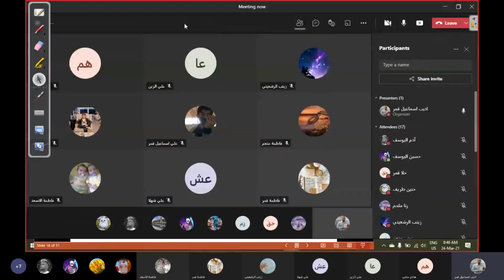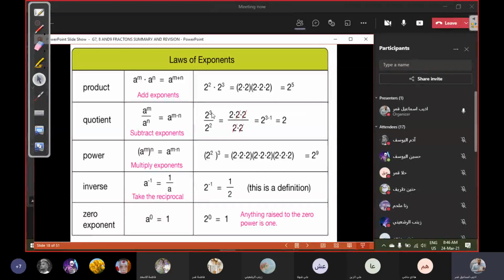In this period we are going to continue working with the objectives of real numbers and applications of literal fractions. But first we are going to revise the laws of exponents.